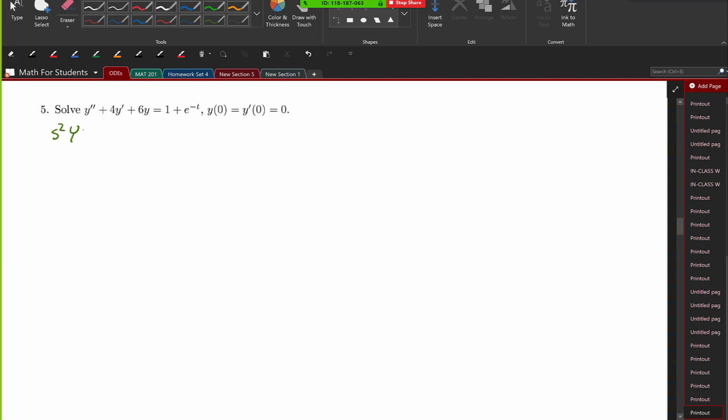That's s squared Y sub s minus s y sub 0 minus y prime of 0 plus 4s Y sub s minus 4y sub 0 plus 6 capital Y sub s is equal to 1 plus e to the minus t. Oops, sorry, not 1 plus e to the minus t. We have to do the transform of that, so it's 1 over s plus 1 over s plus 1.